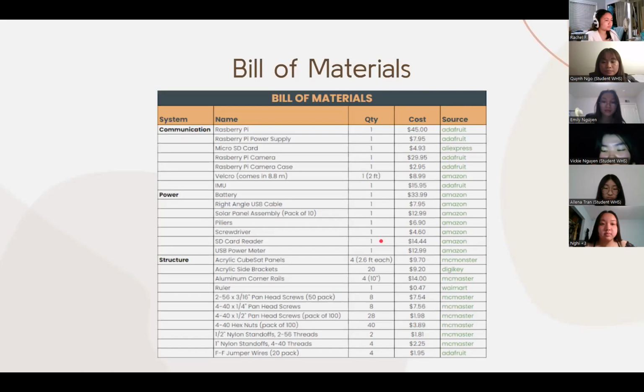And then this is the materials. This is basically how much everything costs and the quantity of each material that was used. Using the subsystems mentioned before, we categorized these systems and we priced them. This CubeSat in total costs $269.93, and then we used 135 items in total.